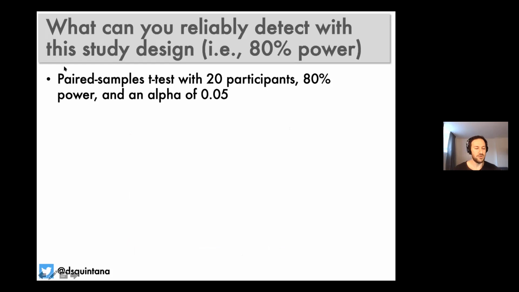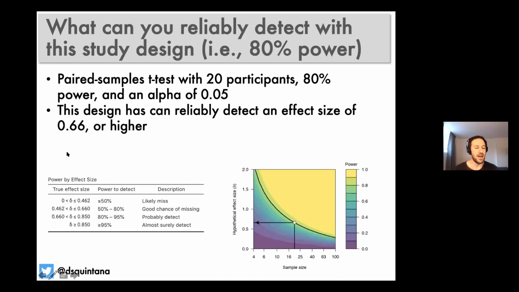Okay, so let's look at what you can reliably detect with this study design. So we have 20 participants, 80% power. So we want to go with 80% power and an alpha of 0.05. Okay, so this particular design is going the other way around. So this is thinking about, say, if I want to achieve 80% power and I have 20 participants, what can I actually detect? And in this case, you can reliably detect an effect size of 0.66.